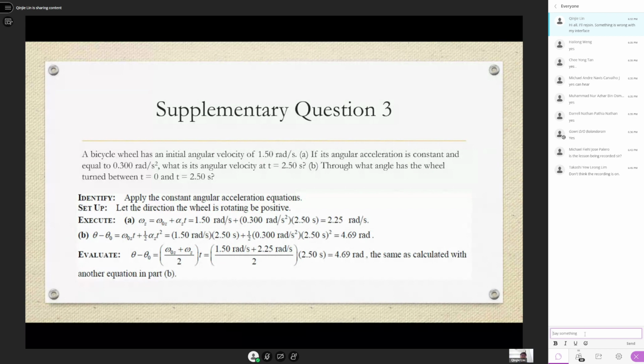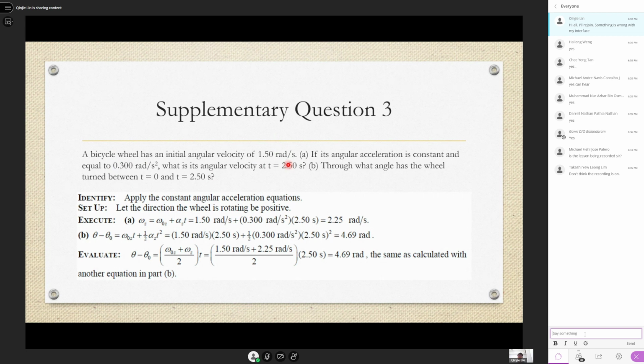Question 3. A bicycle wheel has an initial angular velocity of 1.5 radians per second. If its angular acceleration is constant and equals 0.3 radians per second squared, what is the angular velocity at t equals 2.5 seconds? What angle has the wheel turned between 0 and 2.5 seconds? So part A, they tell you the angular acceleration is 0.3. Initial angular velocity is given by this. And then the time, 2.5 seconds.